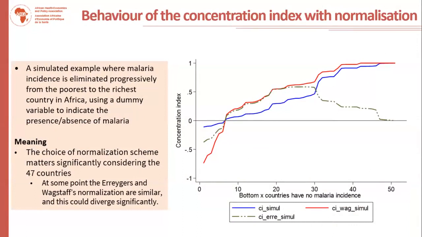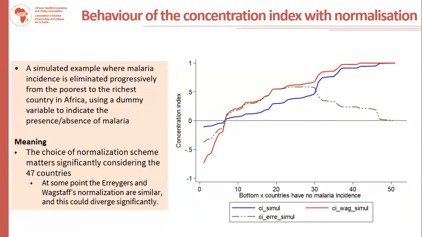I use a simulated example. The meaning is that the choice of normalization scheme matters significantly, considering the 47 countries included here. At some point, you see the Erreygers and Wagstaff normalization being similar. You could see the red and the green similar at some point, but at some point they diverge.